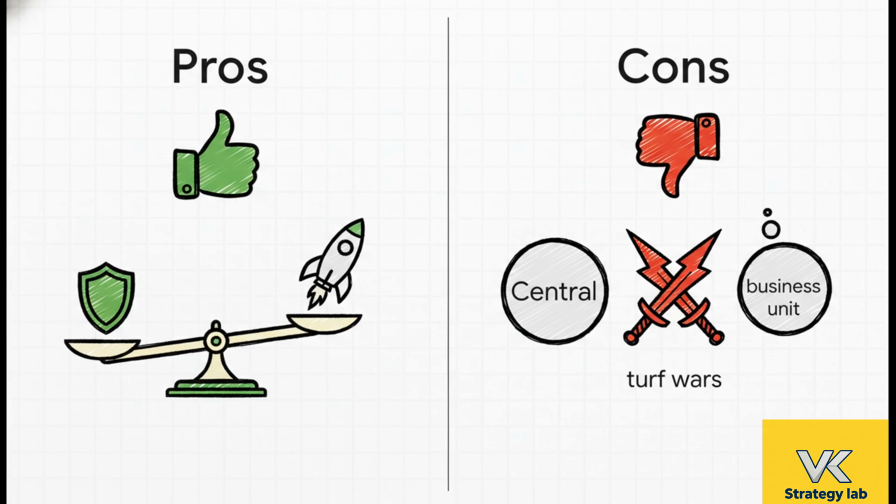The whole idea here is to get the strong governance of a centralized model, but with the agility of a decentralized one. The best of both worlds, right? But, and this is key, this delicate balance only works if communication is flawless and the lines between the central and local teams are crystal clear. If not, you just end up creating turf wars.